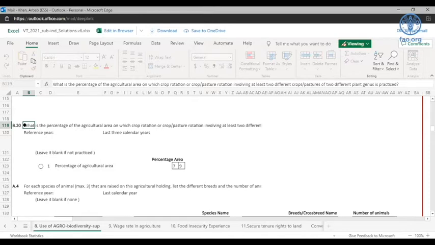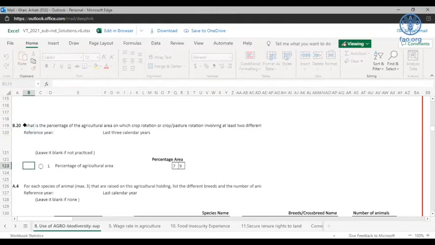Stefania, just one point for us, that there are certain rows or cells within the Excel sheet which are not getting displayed properly. Like, for example, this question, right? Okay, yes, thank you. Yeah, so this needs to be amended.